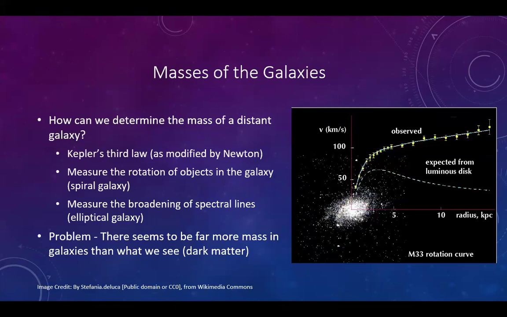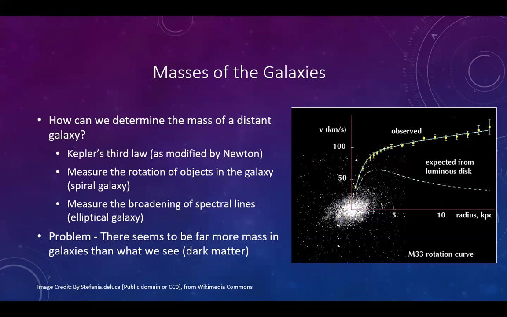So how can we determine the mass of a distant galaxy? Well, how do we find mass in astronomy? Generally with Kepler's third law. What we could do is say the various stars in this galaxy are orbiting around the galaxy, and we can use Kepler's third law to figure out the mass contained within. So we can look at the rotation of various stars, and measure the rotation of objects in the galaxies. We can also measure the broadening of spectral lines in an elliptical galaxy, which tells us about the orbits.